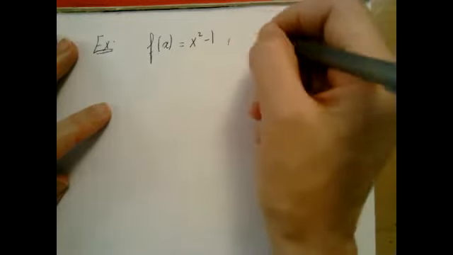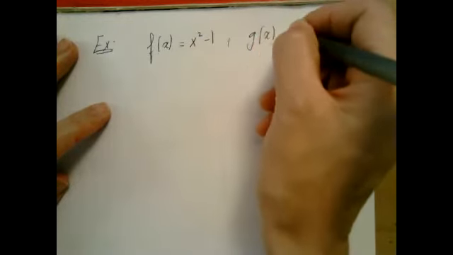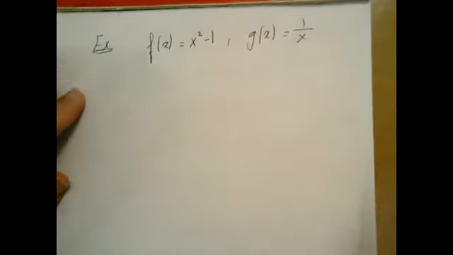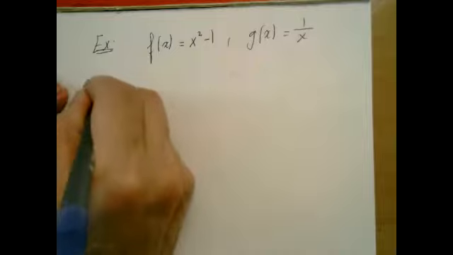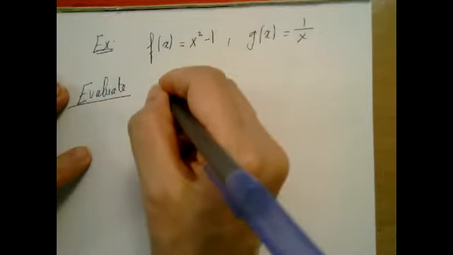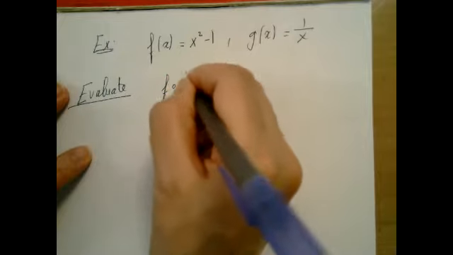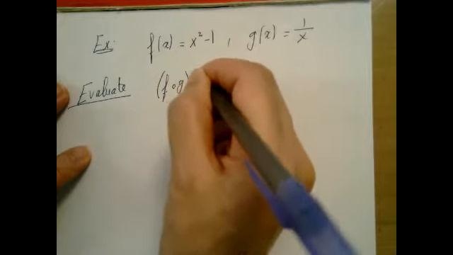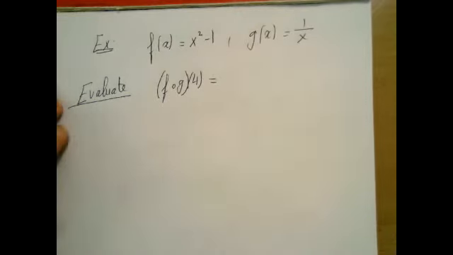And g of x is 1 over x. Okay, 3 questions. Question number 1, evaluate. Let us evaluate f composed with g of 4. This is equal to what?